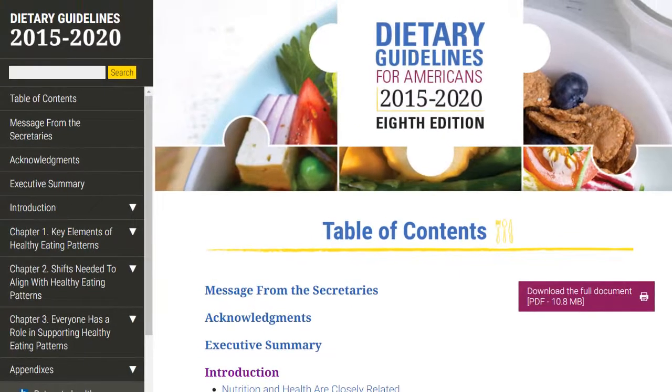This brings us to the next resource, the Dietary Guidelines for Americans, 2015 to 2020, 8th edition. This was developed by the U.S. Department of Health and Human Services, Office of Disease Prevention and Health Promotion. Whew! Had to get all that in there. And, of course, USDA.